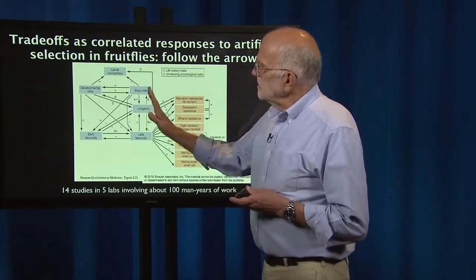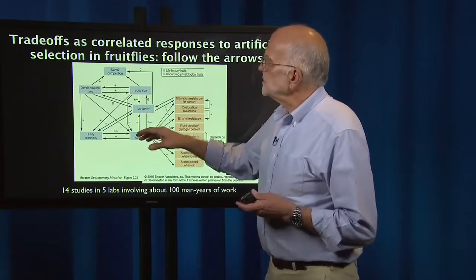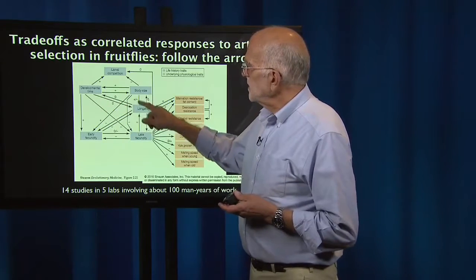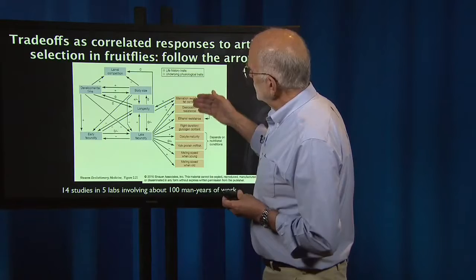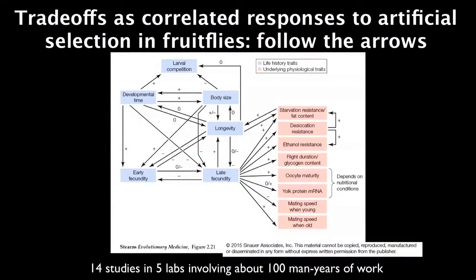In the boxes here on the left, you can see some major life history traits, such as developmental time, body size, longevity, early fecundity, and late fecundity. And in the boxes on the right, you can see some underlying physiological traits, such as desiccation resistance, ethanol resistance, yolk protein messenger RNA, mating speed with young, and things like that.